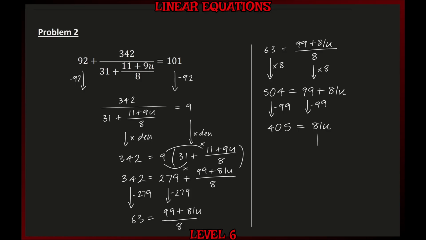Finally, to remove the times 81 from the right hand side, we can divide both sides of the equation by 81. And on the left, we have 405 divided by 81. And on the right, the times by 81 and the divide by 81 cancel out to just leave us with u. Now this is absolutely fine as our final answer, but we can simplify 405 over 81, and 405 divided by 81 just gives us 5. So u is equal to 5 is our final answer to problem 2.